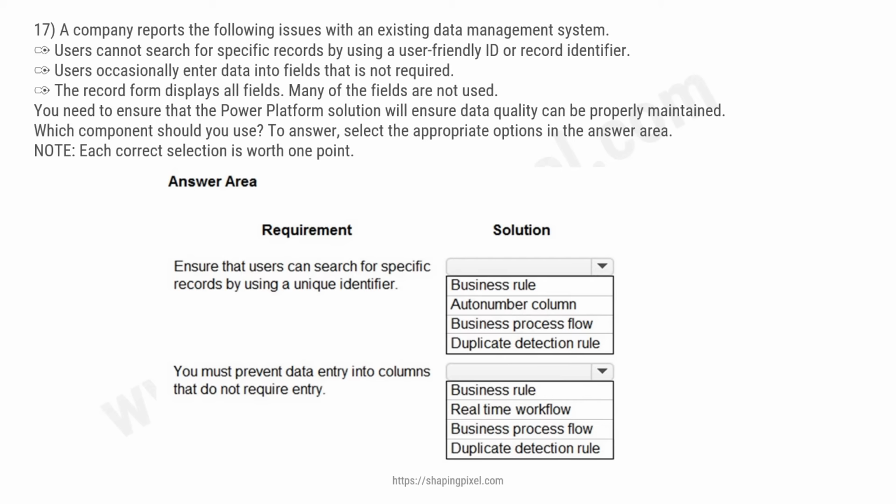So the requirements are: ensure that users can search for specific records by using a unique identifier. So the right solution for that is auto number column. You must prevent data entry into columns that do not require entry. We have business rule.